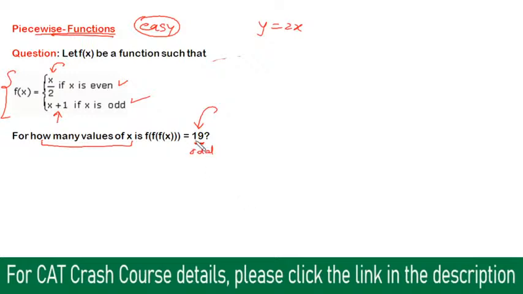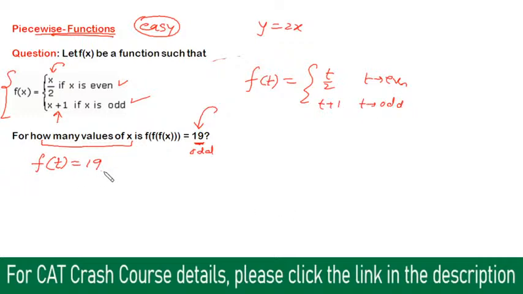Now if this is odd, for example, if I say f of t is equal to 19, and this function is defined as f of t is equal to t by 2 when t is even, and t plus 1 when t is odd, right? And if it is 19, that means the value of the function itself is 19. What can I say about the value of t? Can you please suggest?